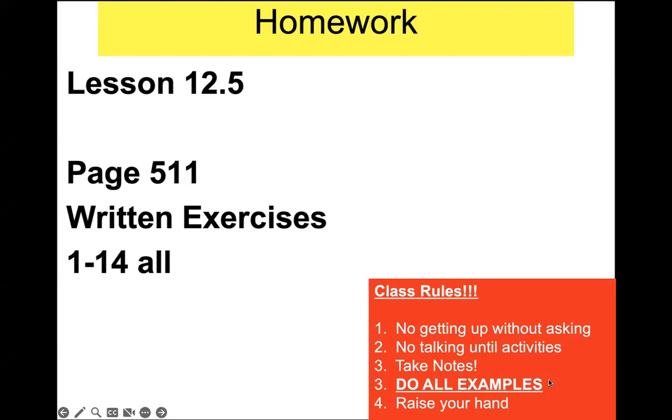Okay, last section of the chapter, 12.5. There's your homework.